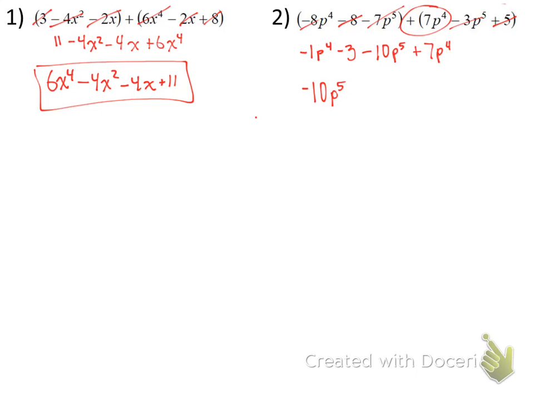Why did I do that? Oh, did I not count that? Oh yeah, I counted this. This shouldn't even be in there. I forgot to cross it out. You see how easily it happened? I counted that twice. So, sorry about that. Negative 10p to the 5th minus p to the 4th minus 3. Okay, so it's really important you cross out the terms that you're supposed to cross out so that you don't make the same mistake by counting it twice. That's all we do. That's it.